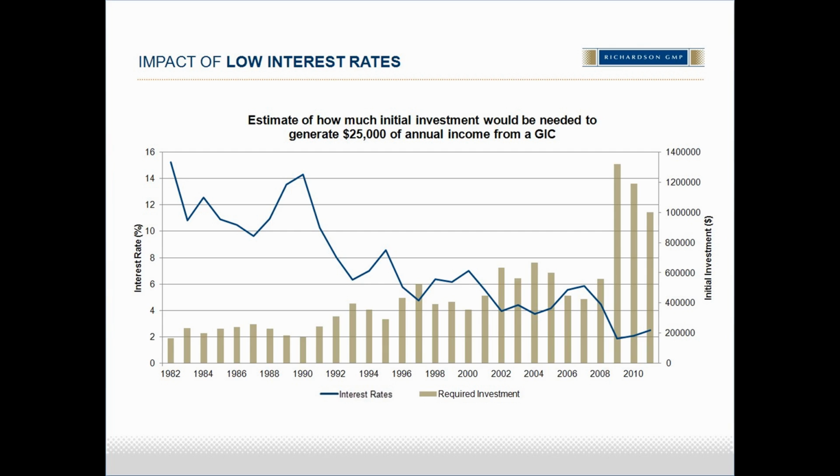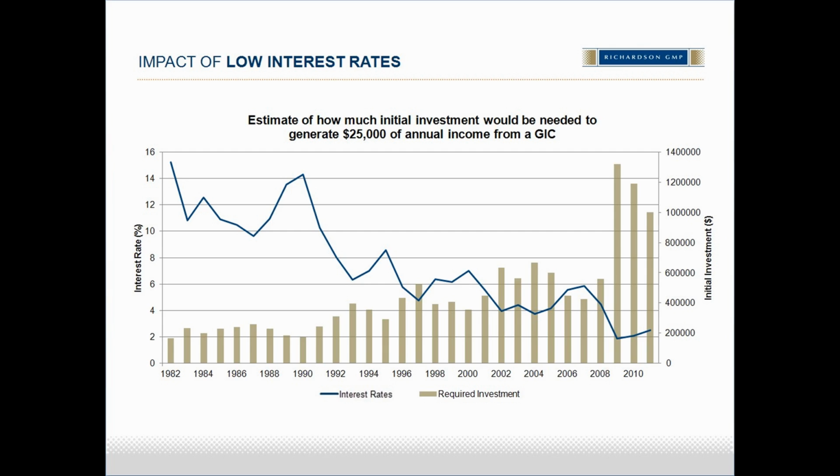Let's just look at 2 points in time. In 1982, on the left there, you'll notice, when you could lock in interest rates of 15%, how much capital did you need to earn $25,000 of interest income in the year? Well, it indicates less than $200,000.